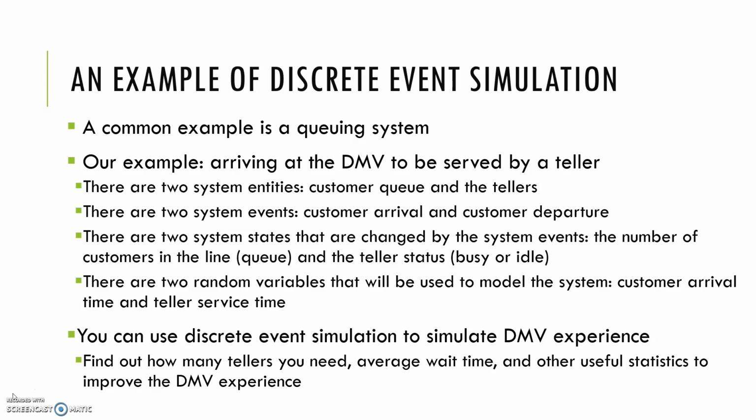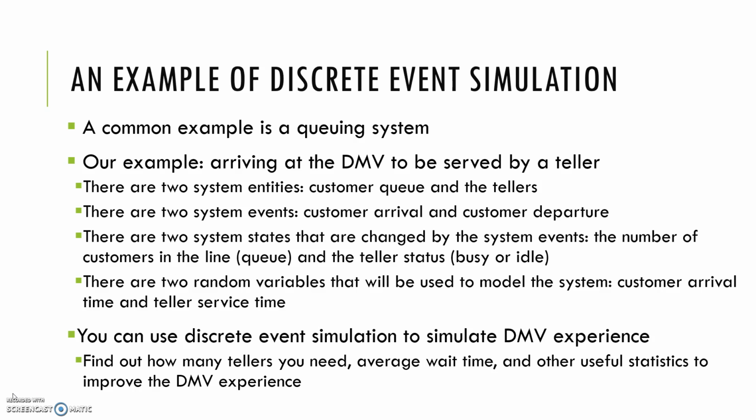And then there are also two system states that are changed by the system events. Those are the number of customers in line, which is the queuing area, and the teller status. The teller status can either be busy or idle, so they're either with or without a customer. And then there are two random variables that will be used to model the system, which are the customer arrival time and the teller service time.